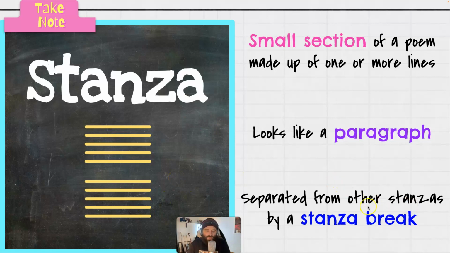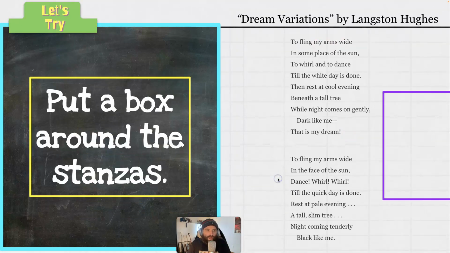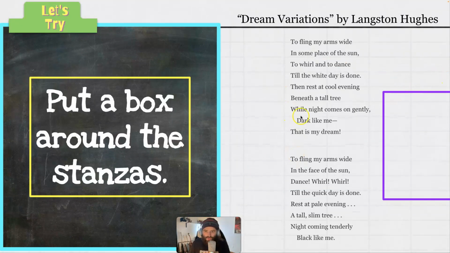It's separated from other stanzas by a stanza break, and it'll be just a spacing, just like you would do with the paragraph. So here really quickly, just practice dragging this around. It's not going to work in slideshow mode. Dragging this around to your stanzas. How many do you have? And drag the boxes around to cover those stanzas.